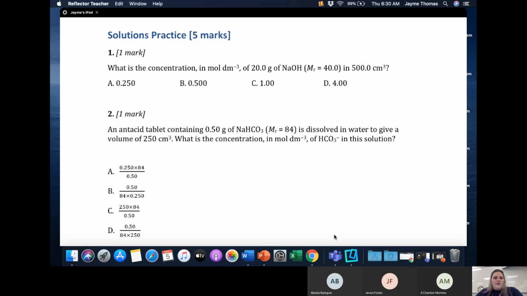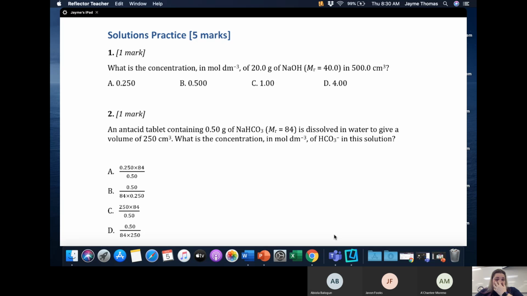These are practice multiple choice questions like what you would see on an IB exam that have to do with solutions and concentration. We're going to go through them and see if we can figure out what they are asking us for and how we would answer these questions. So I'm going to bring my highlighter up here.